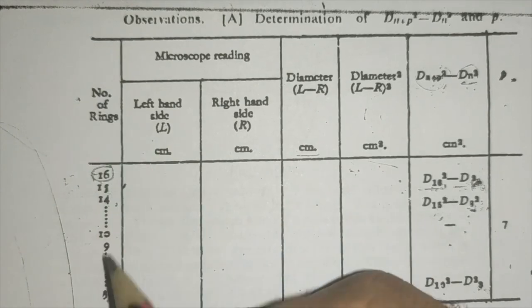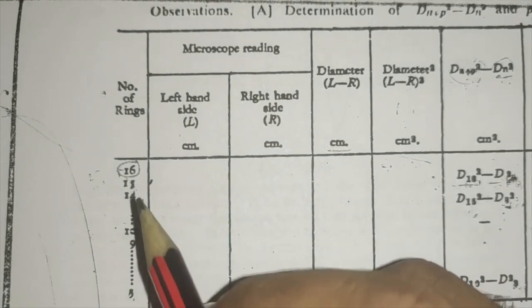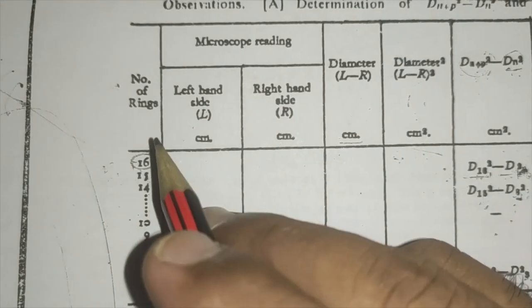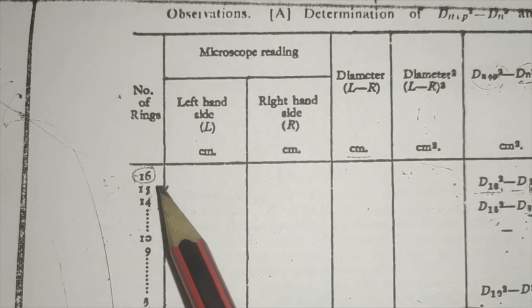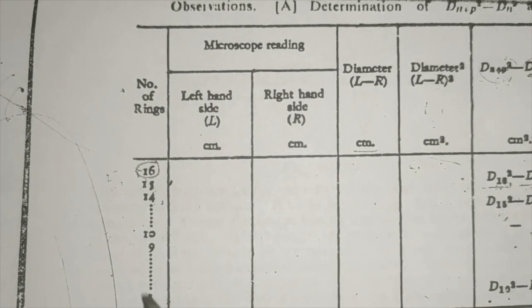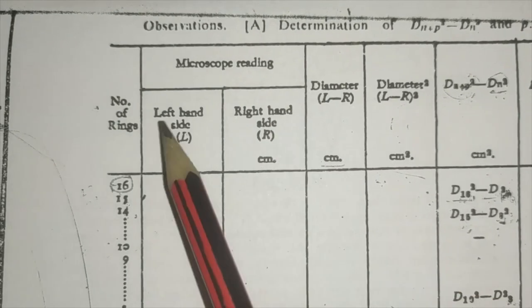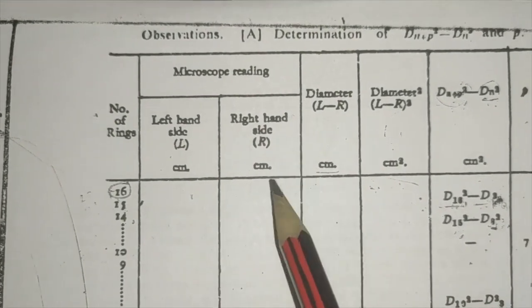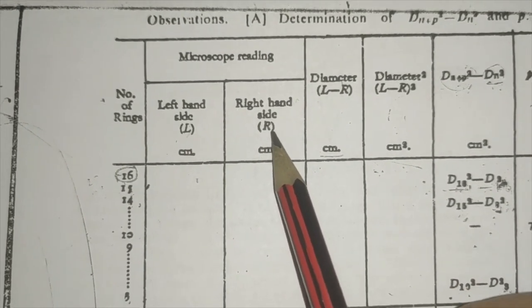the first thing, which is the number of rings. So how many rings we have to count, like they are using 16, 11, 14, 10, 9 and so on. And then this is the microscope reading, so left hand side reading and right hand side reading. And then the diameter will be left hand side minus right hand side.